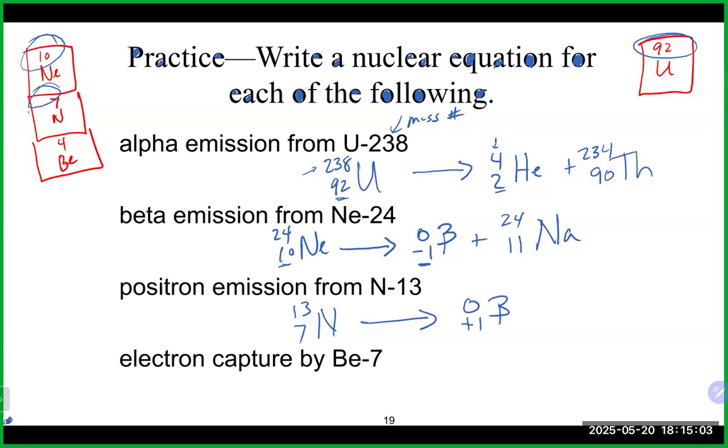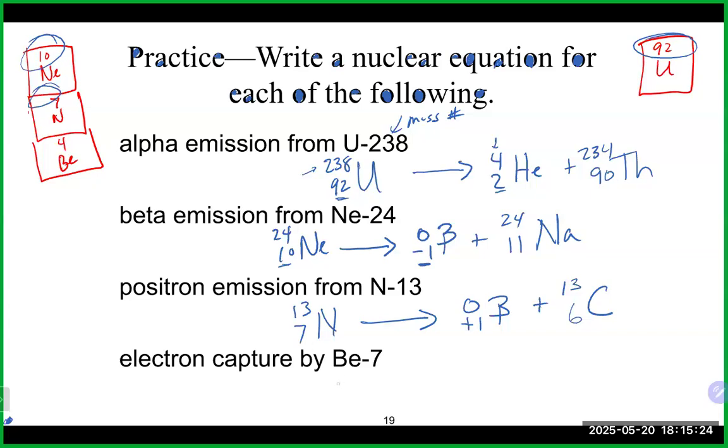Is our atomic number. Here it's 7 plus 1, or -1, is going to give us 6 for our missing atomic number. And number 6 on the periodic table there is carbon. Up on top is going to be 13. Questions on that one there?